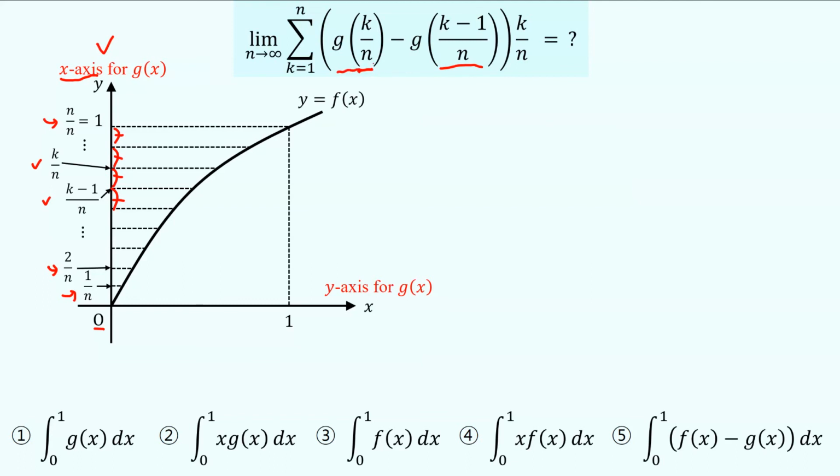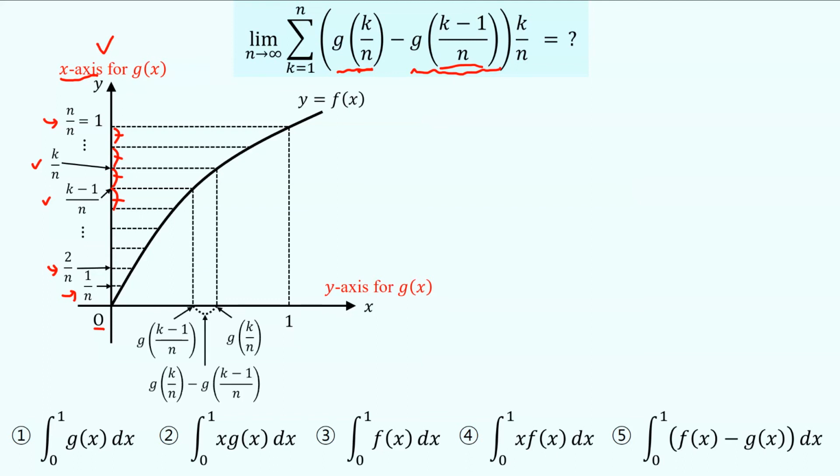Therefore, g(k/n) and g((k-1)/n) can be marked on the original x-axis using the graph of y equals f(x), like this. Therefore, this distance right here is g(k/n) minus g((k-1)/n), which is this part.